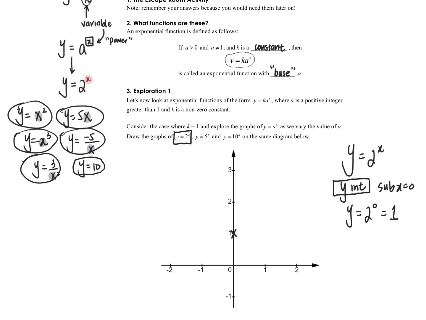Okay? And then every other value that you sub in, if you have 2 to the power of 1, 2 to the power of 2, 2 to the power of 3, it gets bigger and bigger very quickly. So when you say something grows exponentially, it increases at a very fast pace. So it shoots up in this way, and then it slows down.